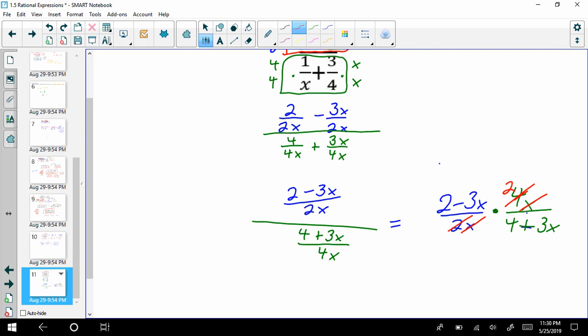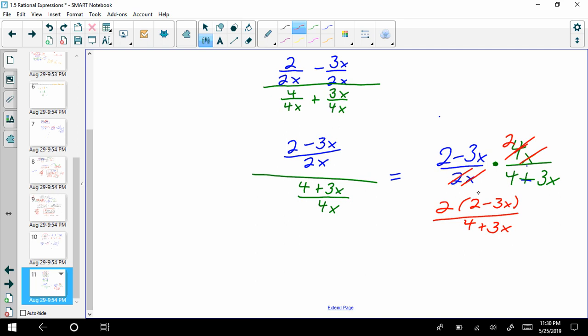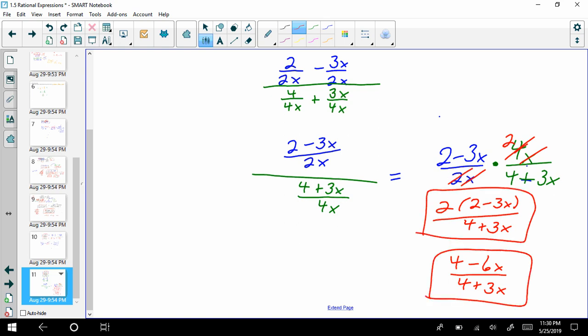So this answer you could write one of two ways. You could say 2 and then the 2 minus 3x. I would accept that as an answer. Or you could actually distribute the 2 in and say this. Either one would be acceptable.